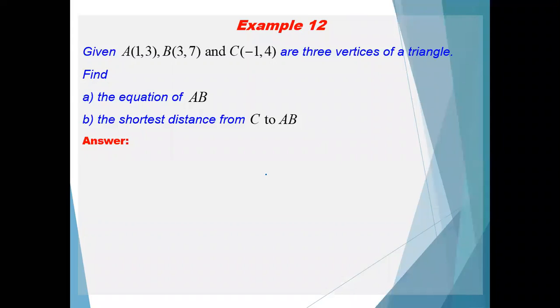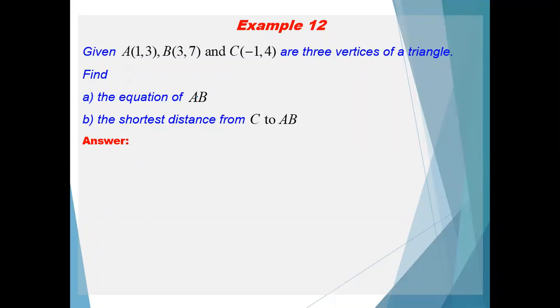Alright, so let's see an example for your better understanding. Given the points A(1, 3), B(3, 7), and C(-1, 4) are three vertices of a triangle. Find the equation of AB. How to find the equation of AB? You have points A and B.